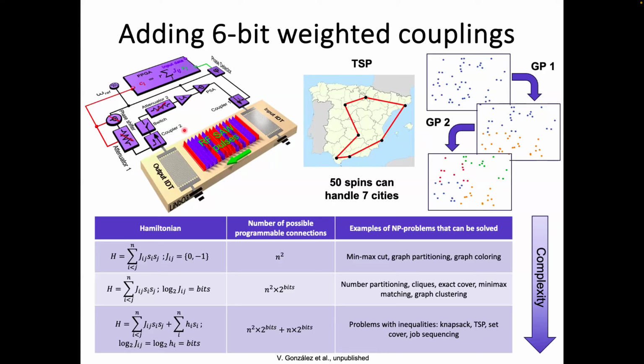And then we did graph partitioning. These are 50 points, random points. They're divided up into 2 partitions, and then we can use another one and divide it into 4 partitions. So that also works.